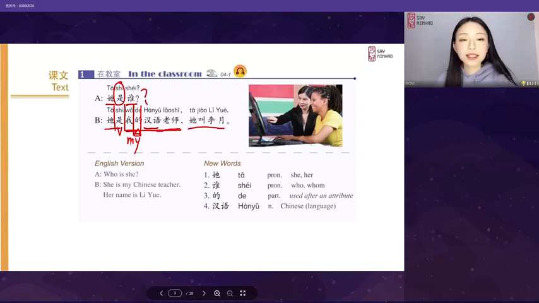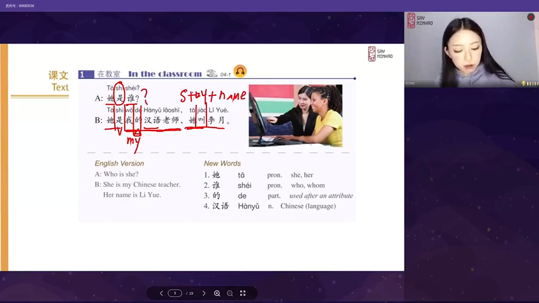And 他叫李月. This structure is what we learned in lesson 3 too. 他叫李月, which means her name is 李月. 叫 means to call or to be called. And this structure, somebody plus 叫 plus a name, means someone's name is something. Okay, 他叫李月.